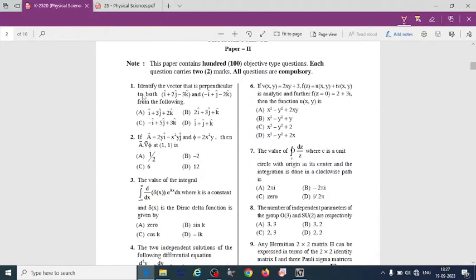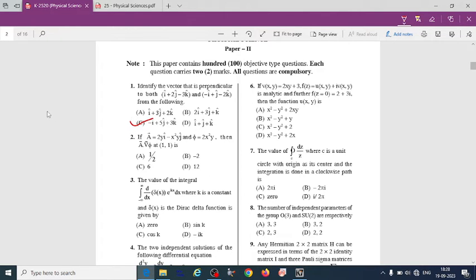So here the first question: identify the vector that is perpendicular to both i cap plus 2j cap minus 3k cap and minus i cap plus j cap minus 2k cap. So the correct answer, if you do the calculation, the option C is going to be correct.